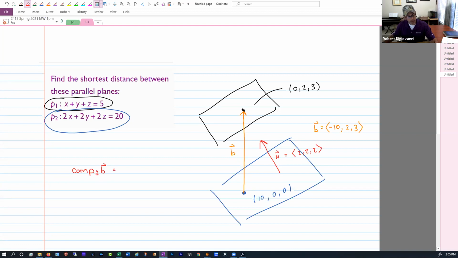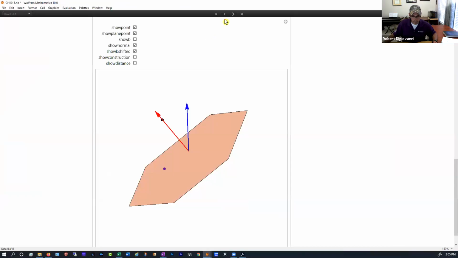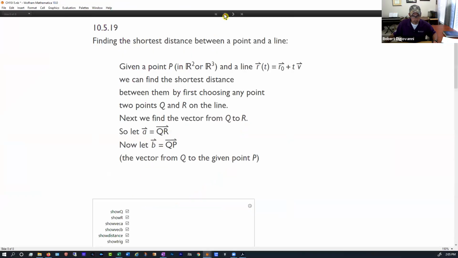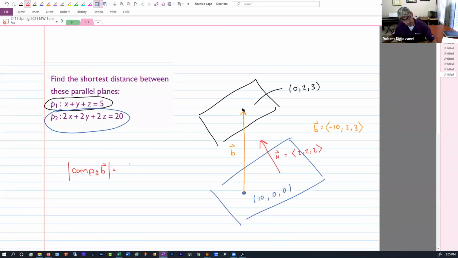But I told you, we need to take the magnitude of this, but I just told you that that will just be this formula right here. Magnitude or absolute value of the dot product of the two over the magnitude of N. So this is going to be B dot the N, take the absolute value, and then divide that by the magnitude of N. So this should be pretty straightforward now. It's just computational, right?